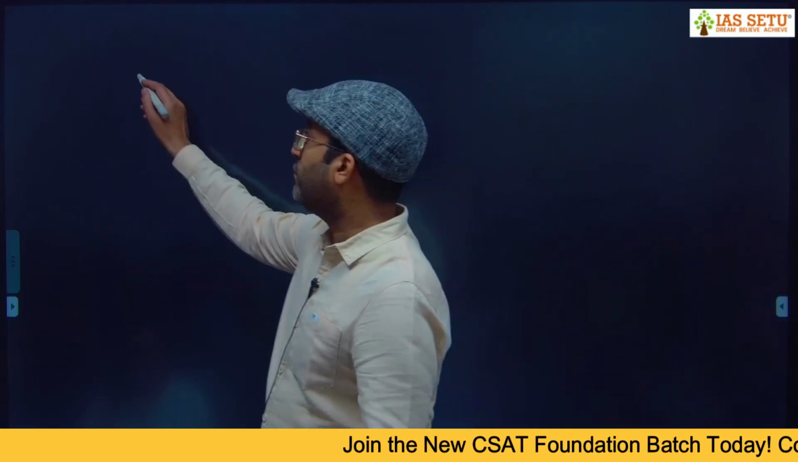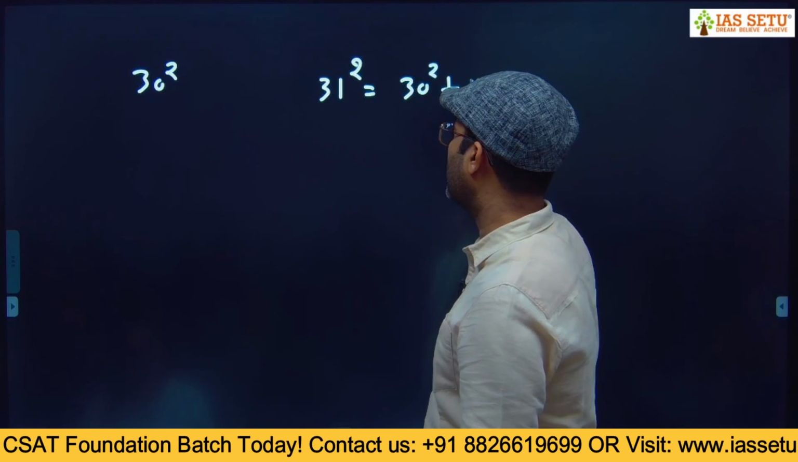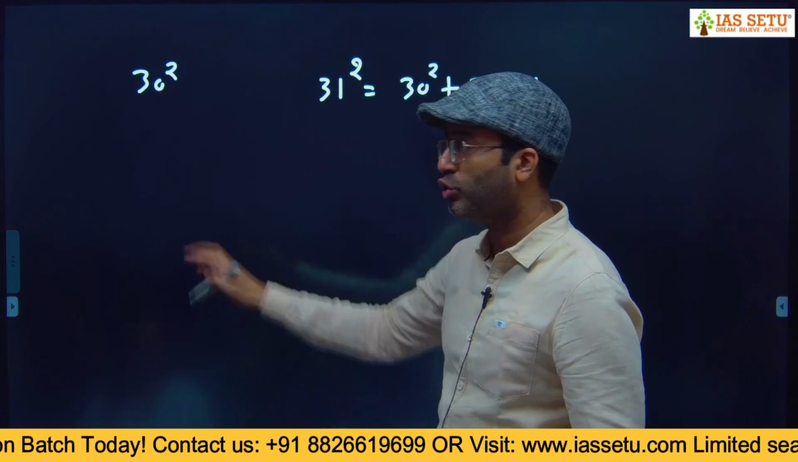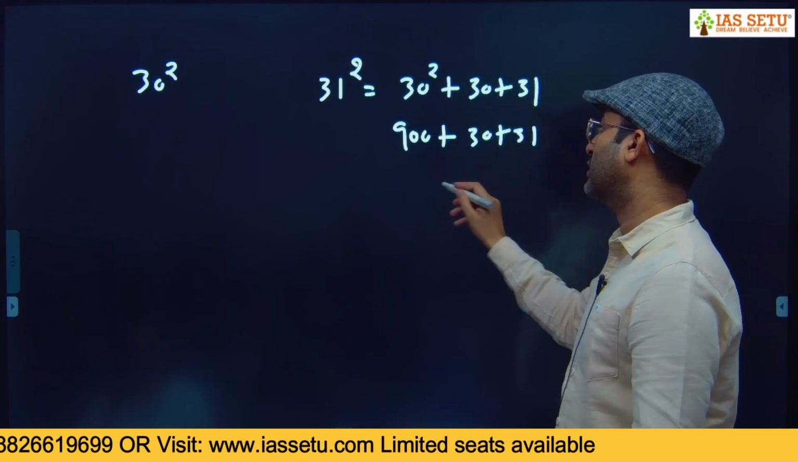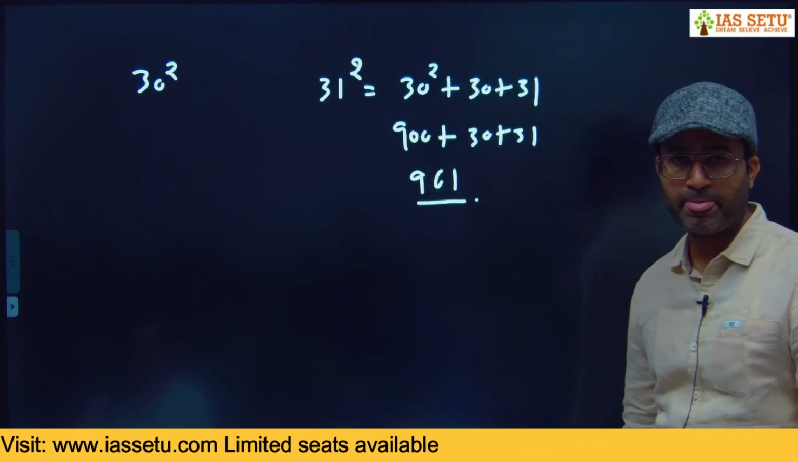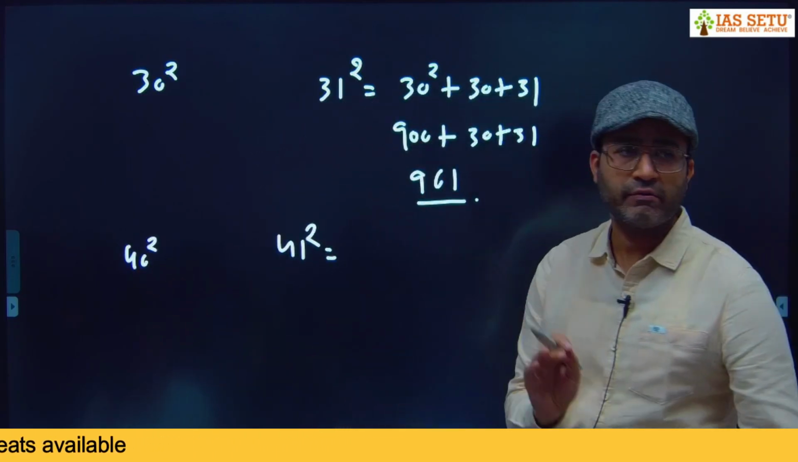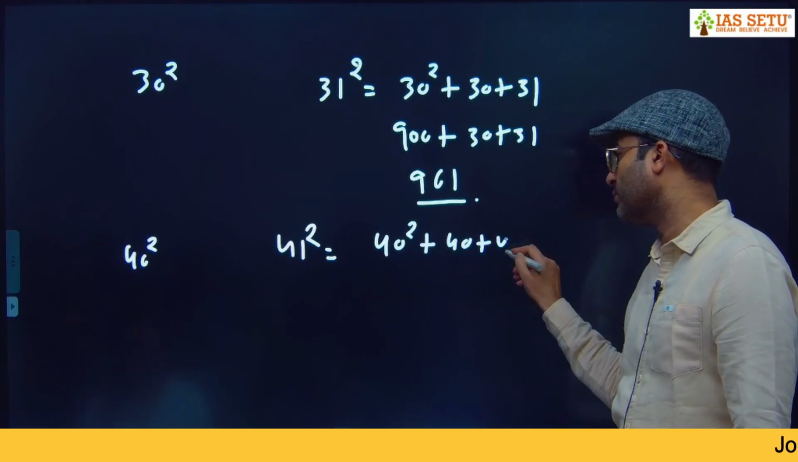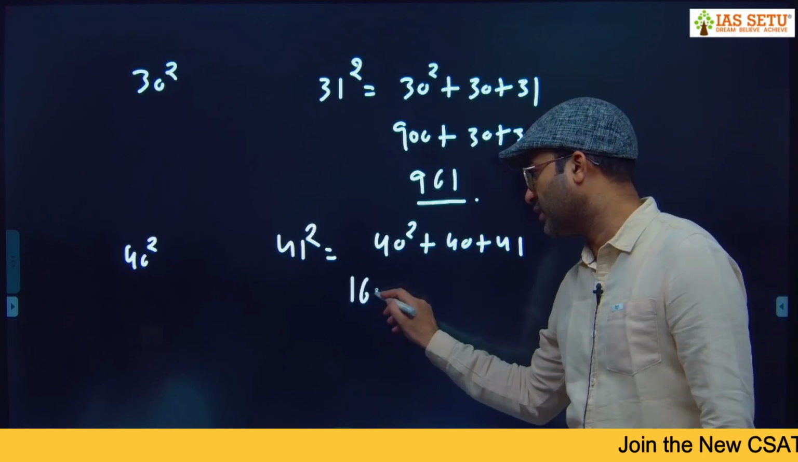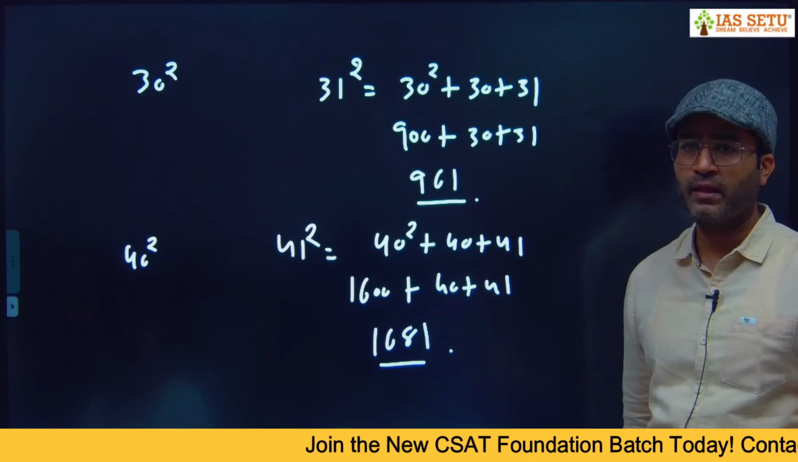If I know 30 square and you ask me what is 31 square, it is nothing but 30 square plus 30 plus 31. Add both numbers. 30 square is 900 plus 30 plus 31, 961 is your answer. If I know 40 square and I have to find 41 square, it is 40 square plus 40 plus 41. It is 1600 plus 40 plus 41. It is 1681.